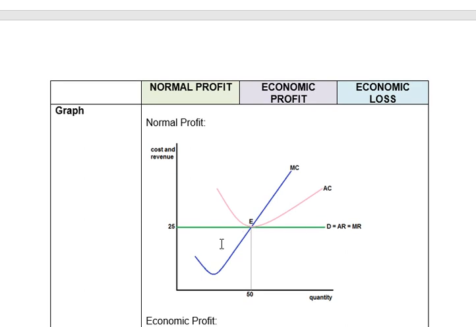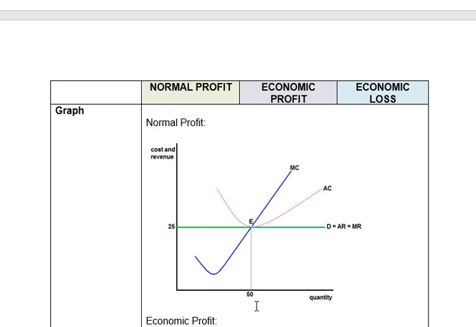Okay, this is your normal profit. To calculate the total revenue, you need price times quantity. So all you're looking for is your profit maximization. At profit maximization, what is my price? My demand curve determines the price. So my price is 25 Rand. My quantity is 50.